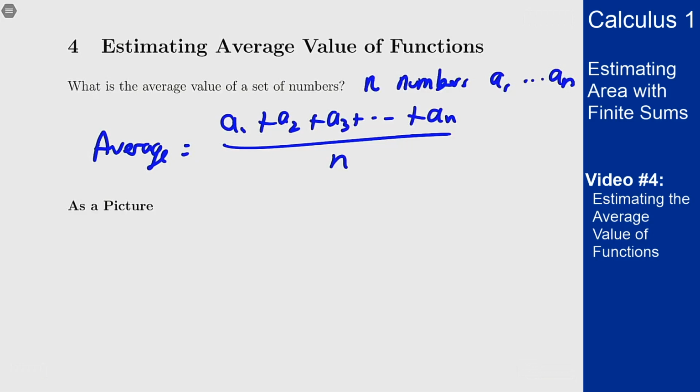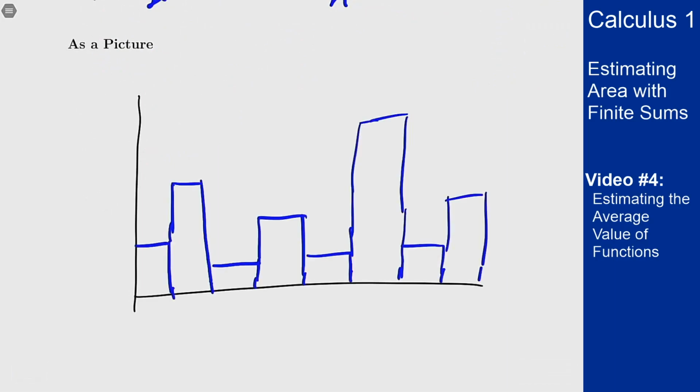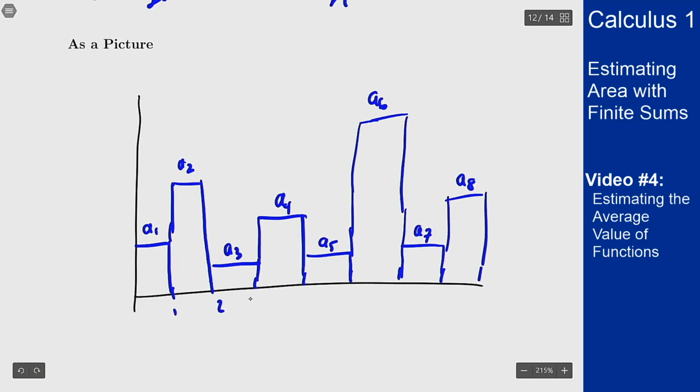Now, I want to try to visualize this in a picture form so I can see where we're going with looking at the average value of functions, because for functions, we don't really have a finite number of numbers we can deal with. So as a picture, how can I visualize this average value? What I can think about is a bar graph for each of these numbers above. Something like this. So we've got a1 here, a2, and then we'll say each of these has width 1 just for the sake of labeling things. So 1, 2, 3, and so on.